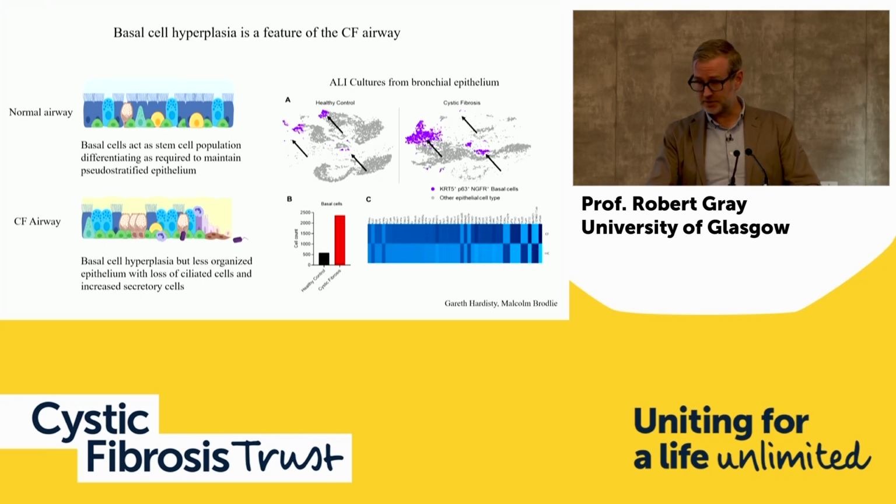We know from previous studies that there is basal cell hyperplasia in the CF airway, but the basal cell hyperplasia does not lead to a normal airway being repopulated. What we see is a disorganized epithelium with a loss of ciliated cells and more secretory cells. And when we look at single-cell sequencing of air-liquid interface cultures that Gareth did with a collaborator, Malcolm Broadley in Newcastle, we could see in our CF patients they actually had more basal cells.